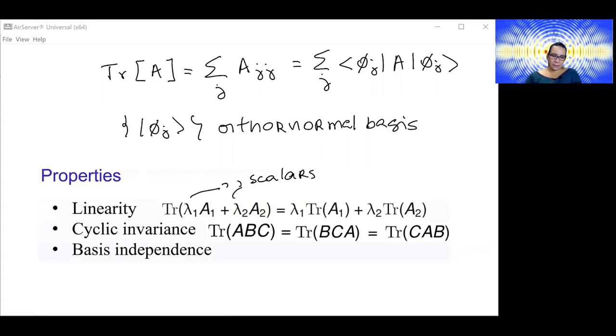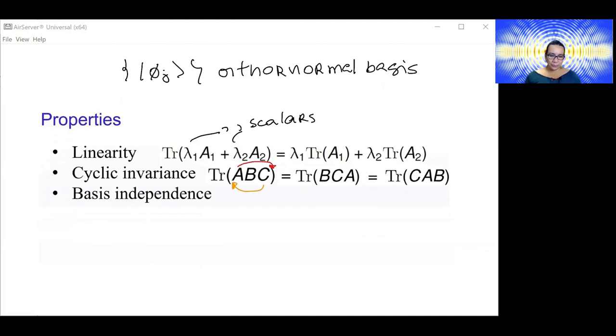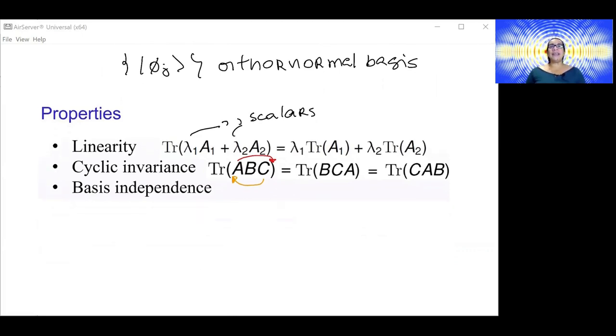For instance, here we have the trace of a product of matrices A, B, and C. You can bring A to here, which is what is done in the second step, or you could, in addition, bring C to here, which is what is done in this step. And they're going to remain invariant, and they are also independent of the basis that you use. So we're going to prove both cyclic invariance and independence with regard to the basis.